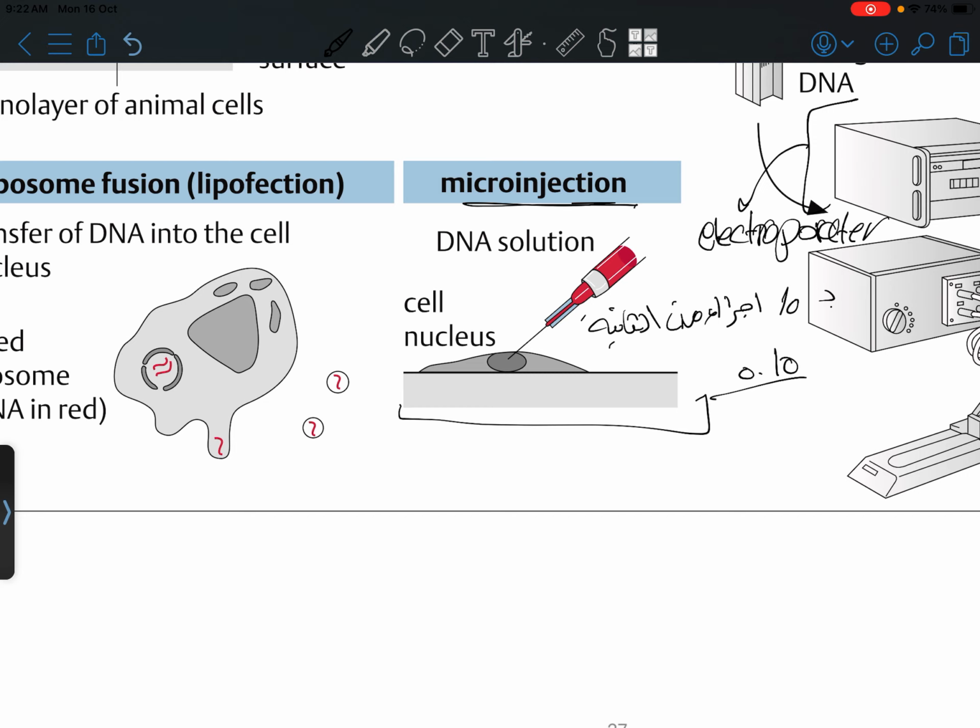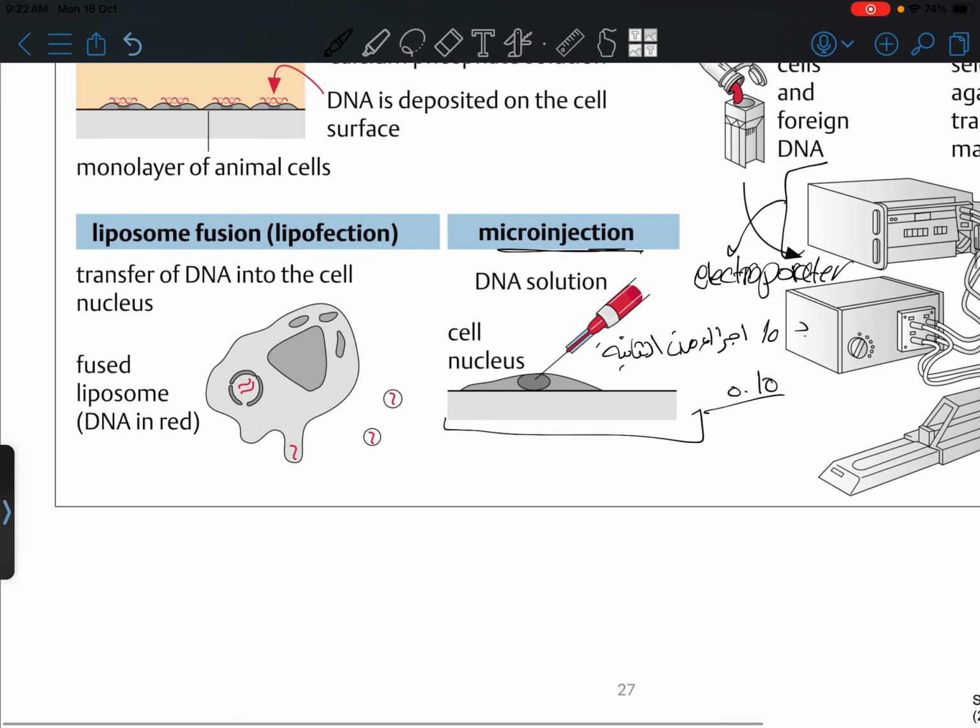Or we can grow cells, animal cells or human cells, as a monolayer, as one layer, and then we add calcium phosphate to them, okay, on their surface. Then we add what? The plasmid. Now the cells will take the plasmid by what? By endocytosis. And then the plasmid will go into the nucleus.